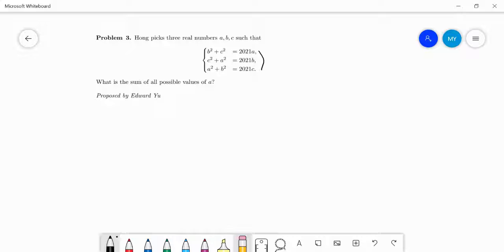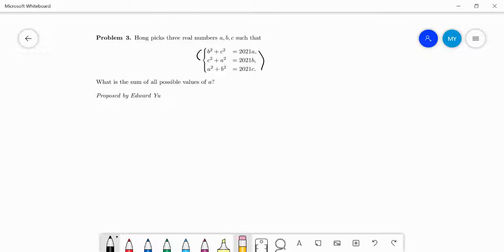So when we think about how we can take advantage of this, one thing that should come to mind is adding or subtracting pairs of these equations. And when we think about it, we have squares on the left-hand side. And when we subtract squares, we get differences of squares, which can be factored. So, motivated by this, let's try subtracting the first pair of equations.